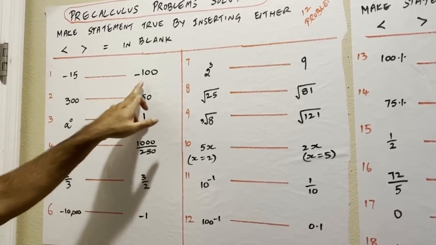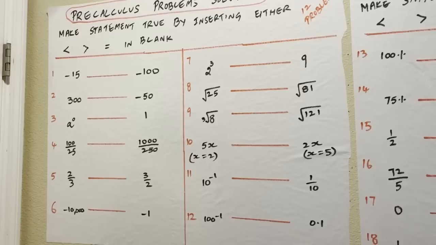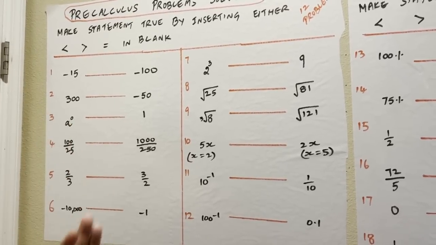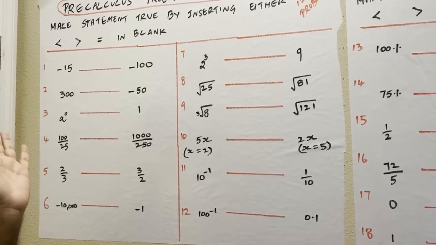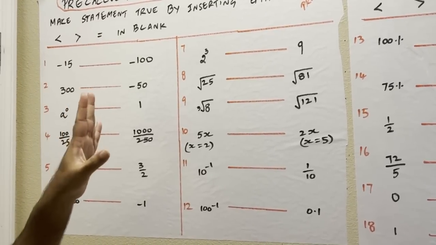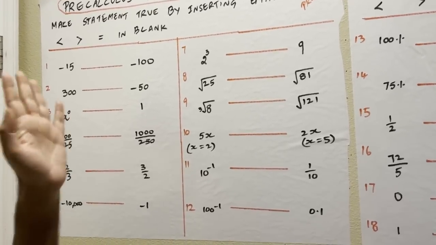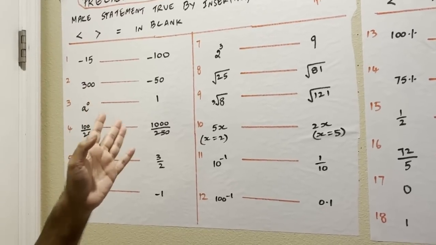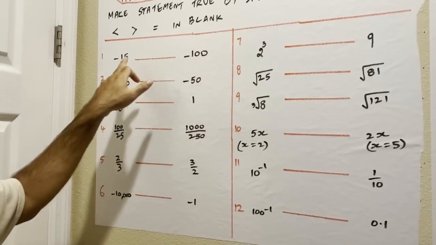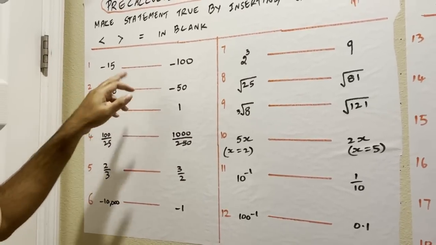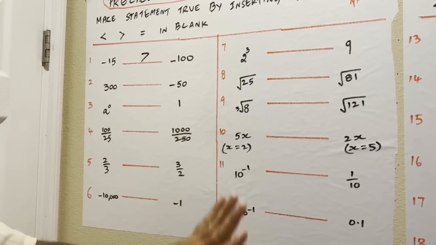Negative 15, negative 100. So what is the relationship here? On the number line, it starts from 0, 1, 2, 3 on the right side. On the left, you have minus 1, minus 2. So the number closer to 0 is greater. So negative 1 is greater than negative 2. On that side, 2 is greater than 1. You need to understand that. So here, negative 15, negative 100. Although the number looks big here, negative 15 is closer to 0. So this is greater. This is how we solve each of these problems.